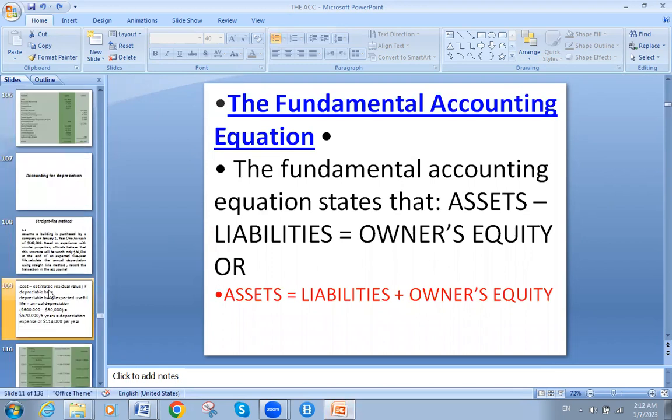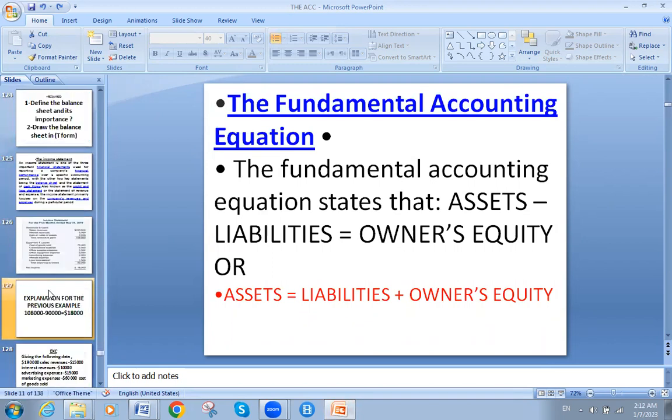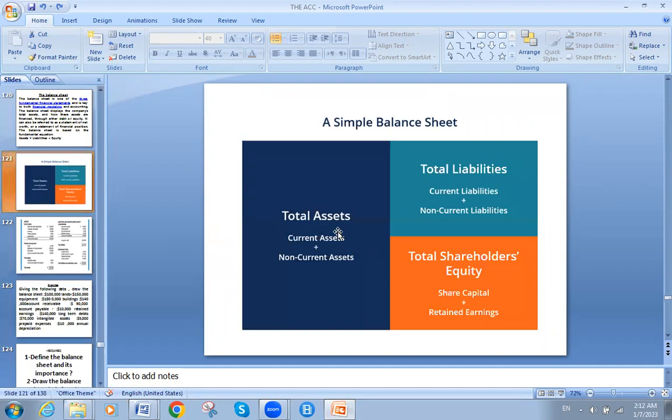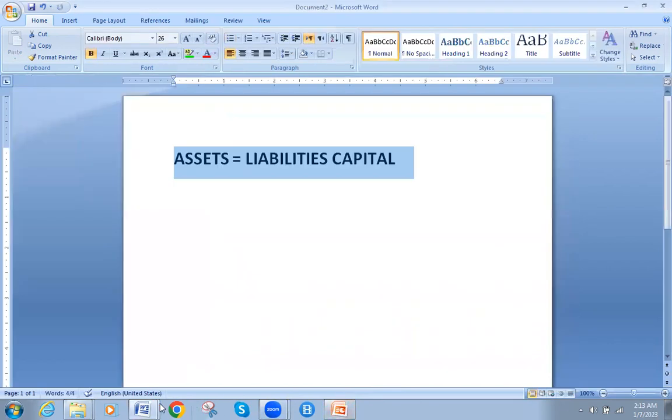Here we go. Assets will equal liabilities plus owner's equity. Consequently, if you want to take one of them to the other side, that will be easy. You change it as you pass the equation: the positive will be negative and the negative will be positive, the same way we did before. So I return it back the way it is.